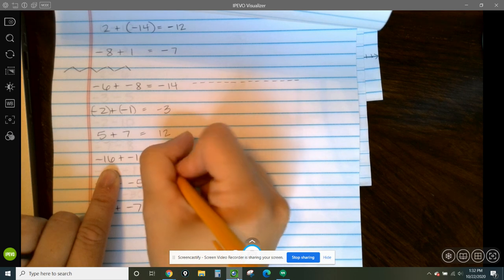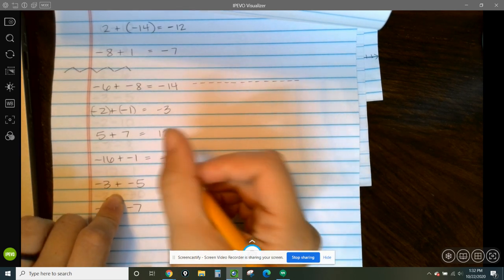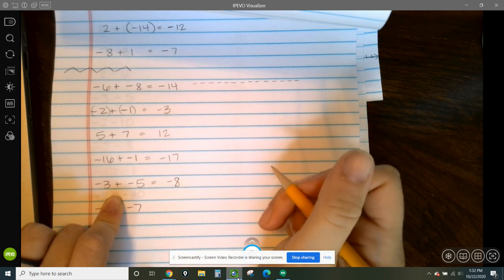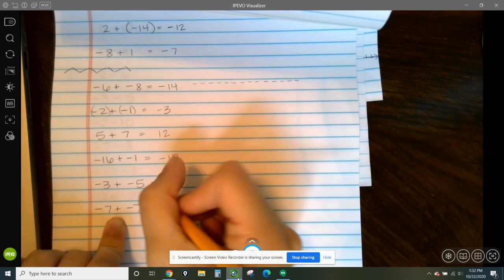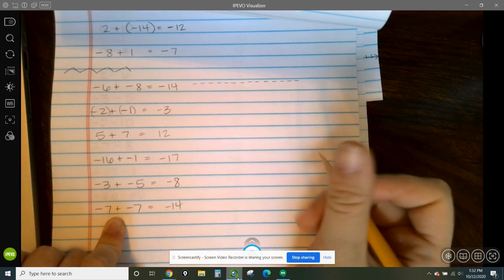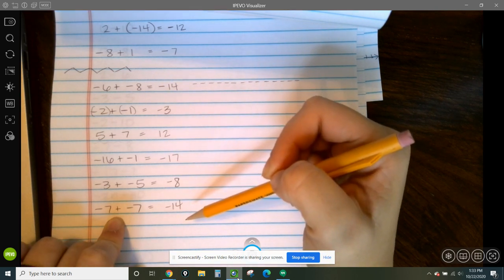Negative 16 plus negative 1. I'm adding these negatives together and I get negative 17. Negative 3 plus negative 5. I add the negatives together and get negative 8. I'm just collecting more negatives. Negative 7 plus negative 7 is negative 14. So it's helpful to have all these examples written down, and you can look at these when you get to a problem that you're not quite sure about.